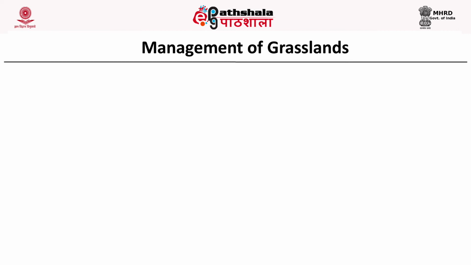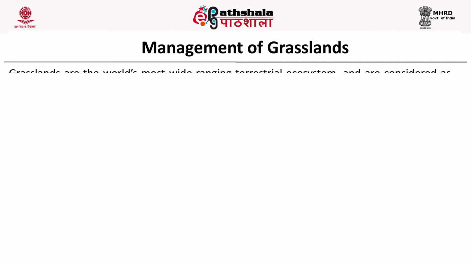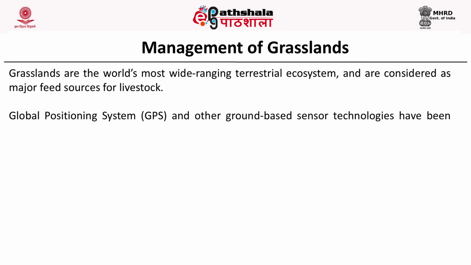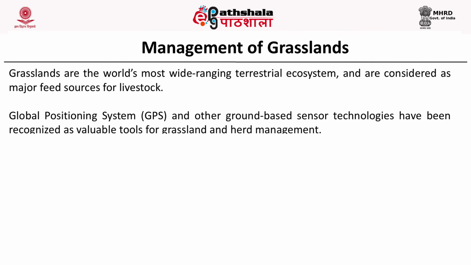Now coming to the management of grasslands, they are the world's most wide-ranging terrestrial ecosystem and are considered as the major feed source for livestock. So GPS and other ground-based sensors have been recognized as valuable tools for grassland and herd management.